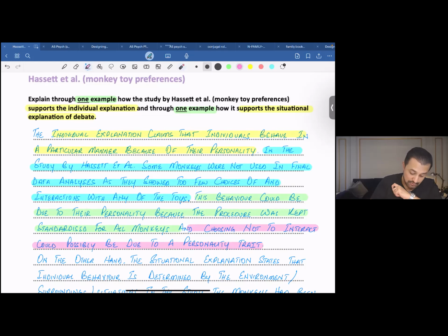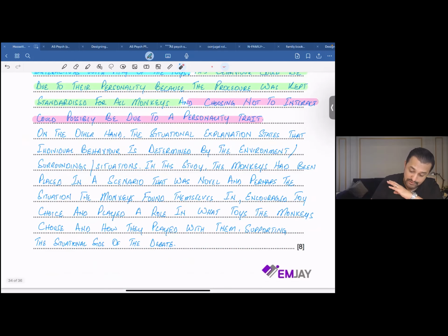Now, do you see how I have divided this into 4 different parts? Starting off with giving a brief description of what the individual explanation is, and then I further elaborated it by linking it to the study. And so these 4 different colors that you see over here would help you keep track better. Now, this was the individual side of the debate, right? Taking it ahead, the next paragraph over here.